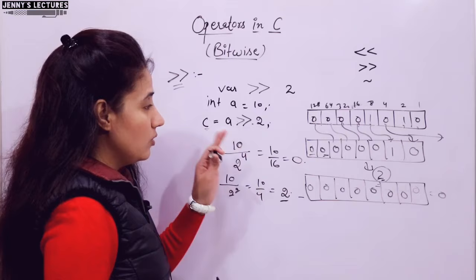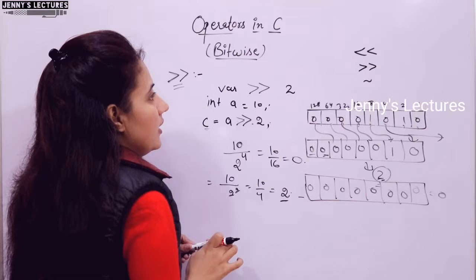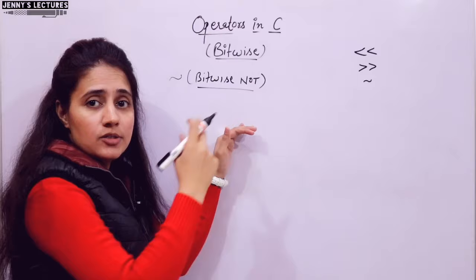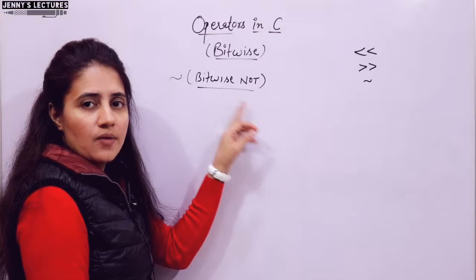So I hope you got what the left shift and right shift operators are, and you can tell the output by using this short trick. Now what about the logical NOT operator? This operator is used to find the one's complement of a number, or it will invert the bits. Invert the bits means if the original bit is 0, after applying this operator it becomes 1. If the original bit is 1, after applying this operator it becomes 0.